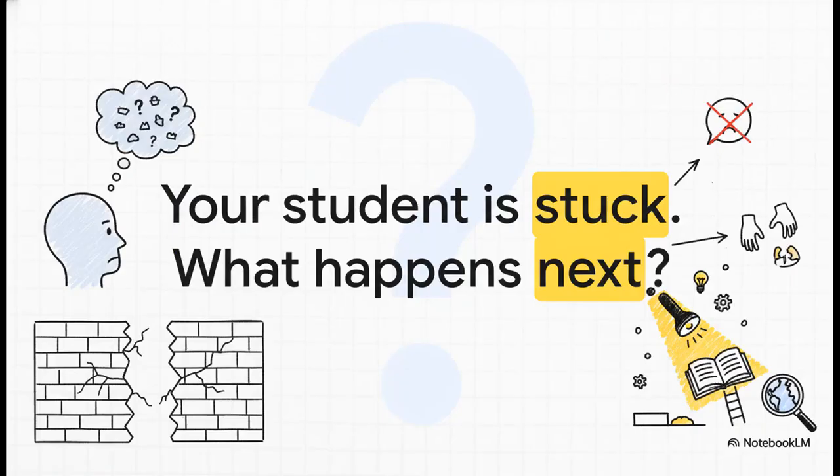Picture this, because you're going to live this moment like a million times. Your student's in the middle of a story, they're excited, and then bam, they hit a wall. They just don't have the word. So what happens next? Do they clam up, just stop talking, or do they figure out a way around it? That moment, right there, that's what this is all about.